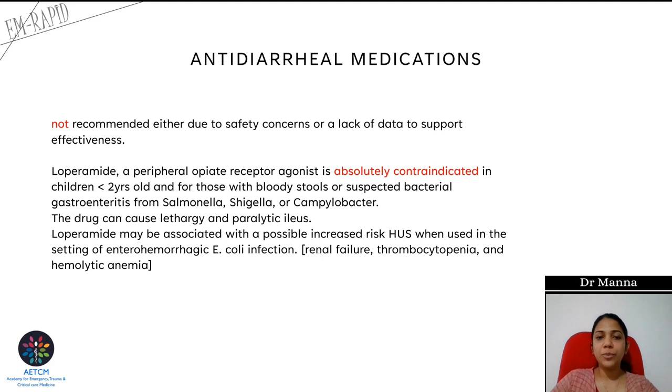And moving on to the antidiarrheal medications. Antidiarrheal medications are contraindicated in children because of the lack of safety for children. Agents like loperamide are absolutely contraindicated because they can cause paralytic ileus, toxic megacolon and all. And in case of E. coli infections, loperamide can result in hemolytic uremic syndrome. So this child might develop renal failure, thrombocytopenia, hemolytic anemia and all. So hemolytic uremic syndrome will happen if we give loperamide to a child who has an E. coli infection.